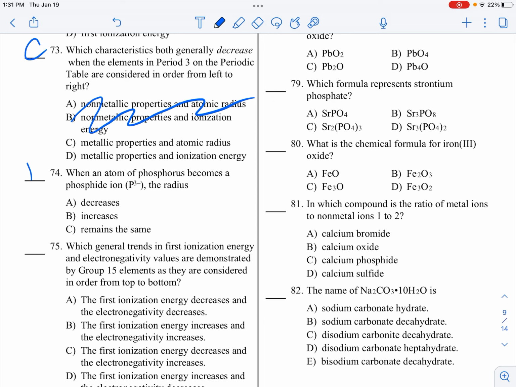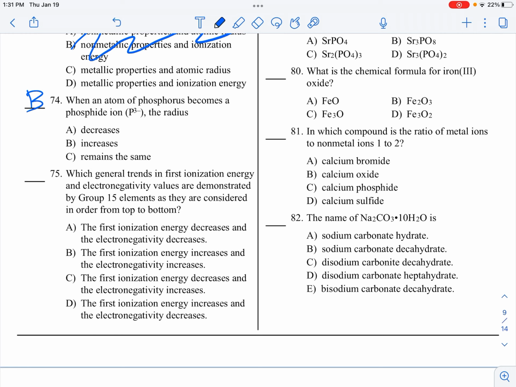Which general trends in ionization energy and electronegativities are demonstrated by group 15 elements as they go from top to bottom? So look it up. Just go to the reference table. I will tell you that because they increase across a group, they're going to decrease going down a group. But don't take my word for it. Go to table S and just look it up. Go down.